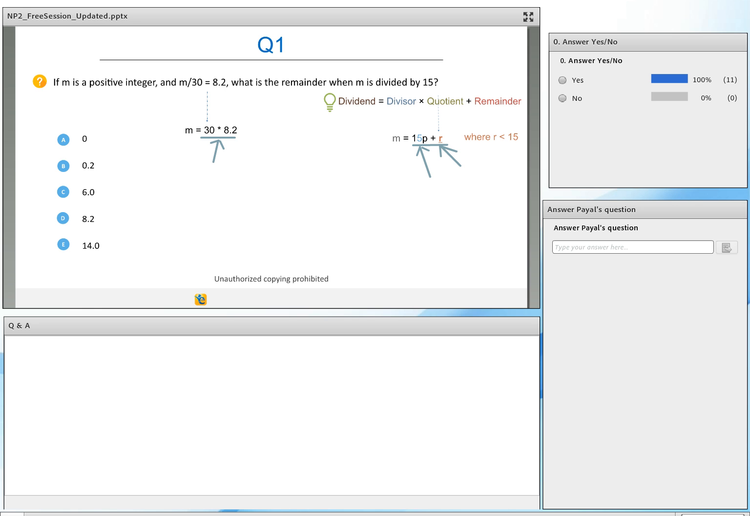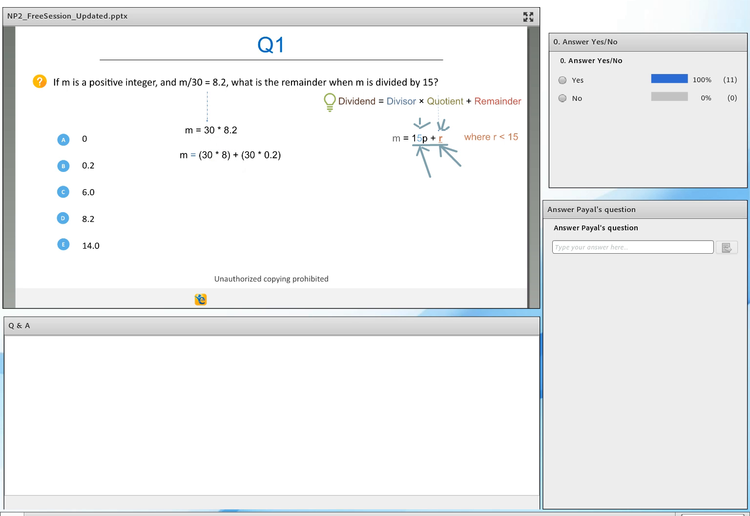How can I express this number over here, 30 times 8.2, as the sum of two numbers, one of which is a multiple of 15 and the other is not a multiple of 15? I'm reading R as not a multiple of 15, because if R is a multiple of 15, then R is technically equal to 0, which means this entire expression of M is a multiple of 15, right? So now I start my processing.